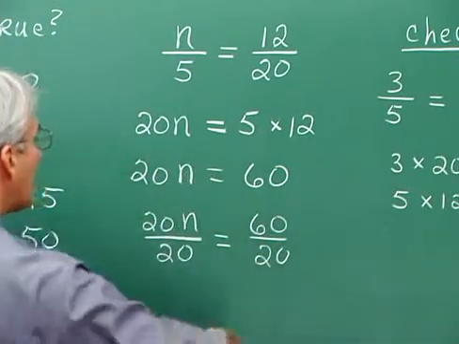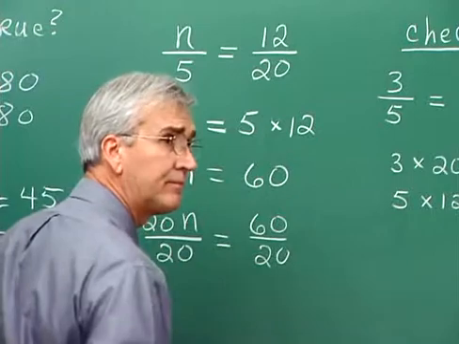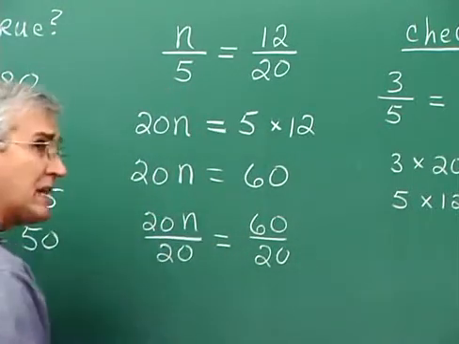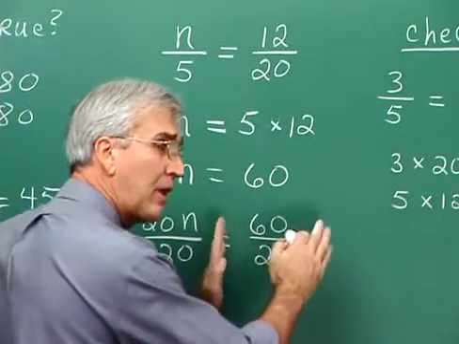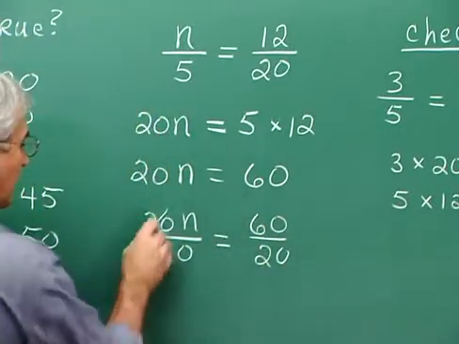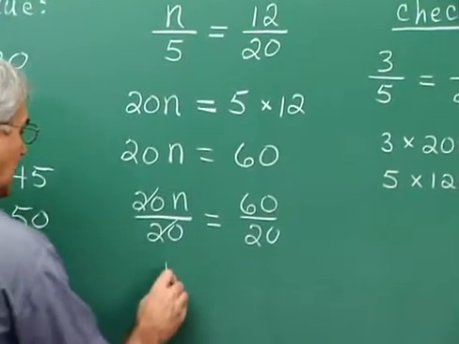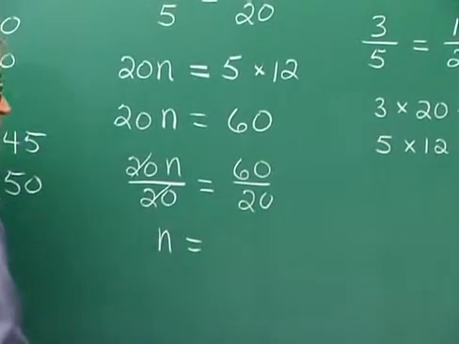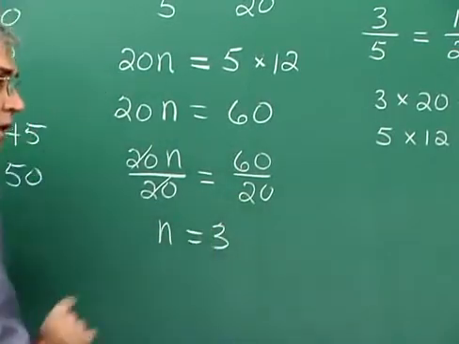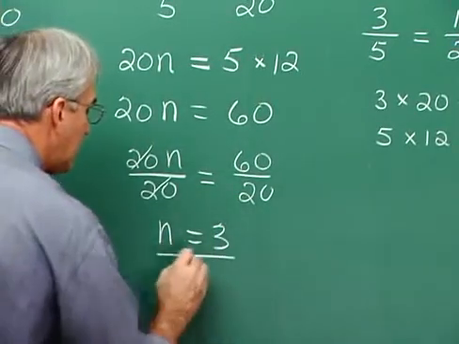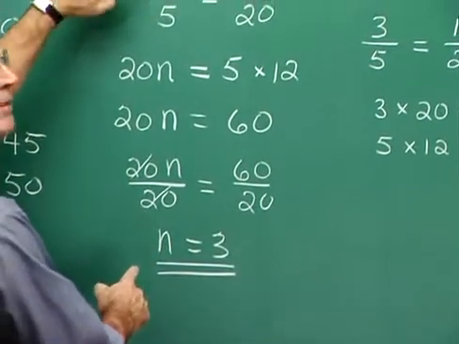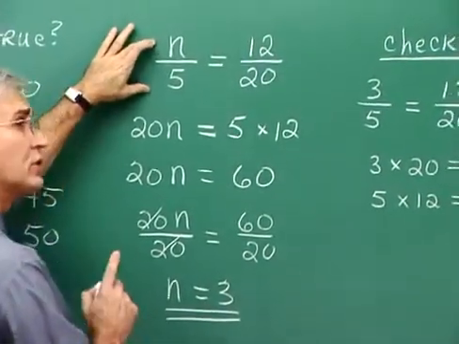The value over here is equal to the value over there. So if I perform some operation on one side, I need to perform exactly the same operation on the other side in order to maintain that balance. So dividing by 20, these cancel. I'm left with n as expected. When I take 60 and divide by 20, I get 3. So I'm claiming here that n is equal to 3 will make this original statement, this original proportion, true.